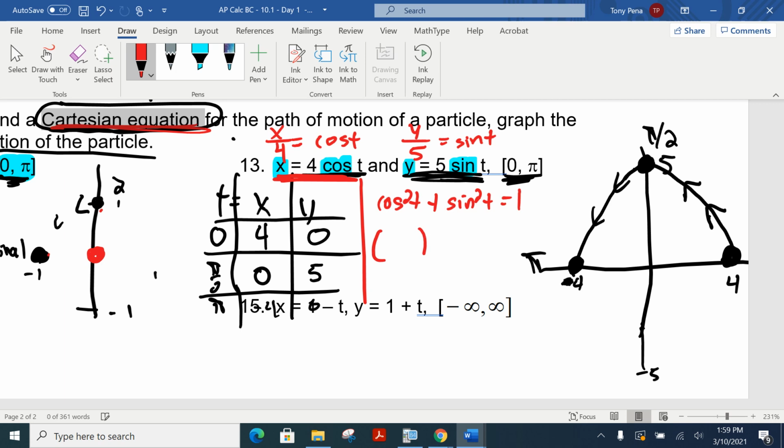So instead of cosine squared, we write that as x over 4 squared. Instead of sine squared, what sine is equivalent to is y over 5 squared. That equals 1. This is the equation of an ellipse that gets stretched horizontally 4, vertically 5, and there are no shifts with the x and the y, so we're centered at 0, 0.